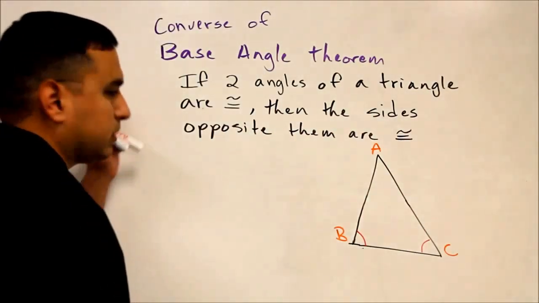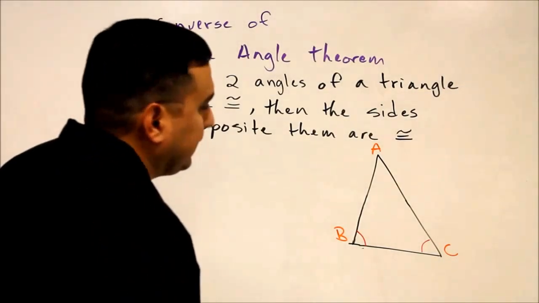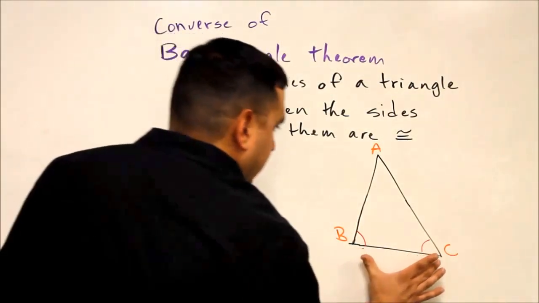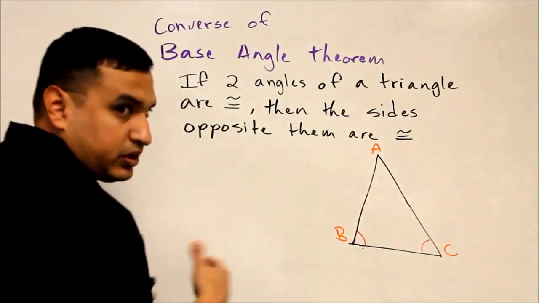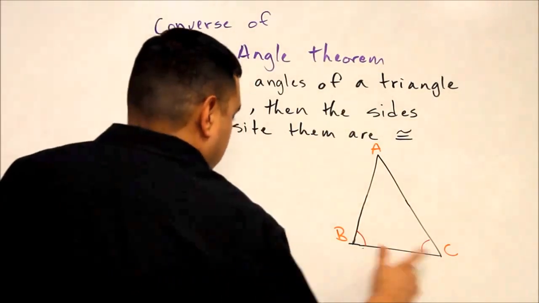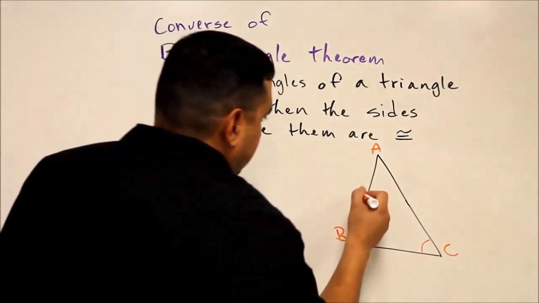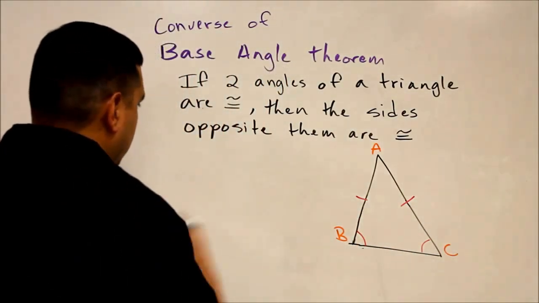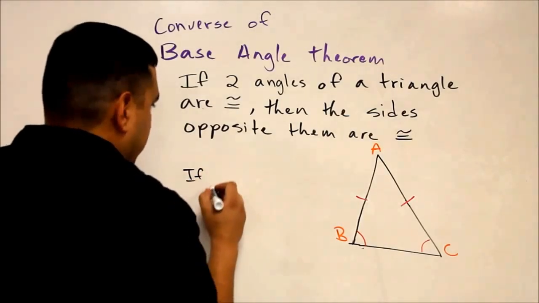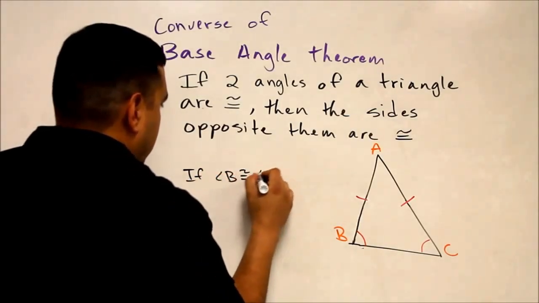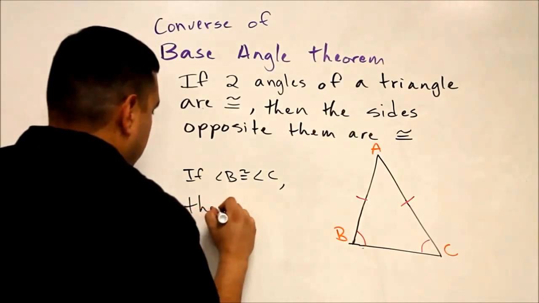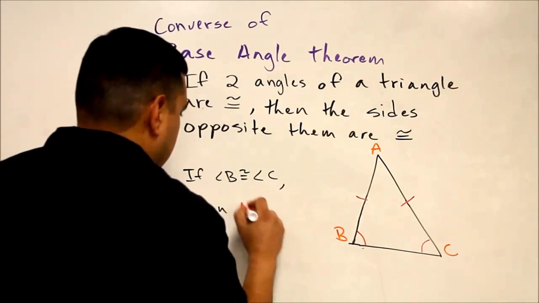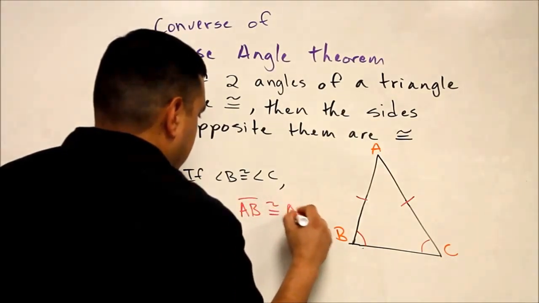Now what we have is what's called the converse of the base angles theorem, and that simply means we're going backwards. I'm told that angle B is congruent to angle C, which means that if I know these two base angles are congruent, then these sides, AB and AC, are congruent. So again, as a conditional statement, if I know angle B is congruent to angle C, then my conclusion is that segment AB has to be congruent to segment AC.